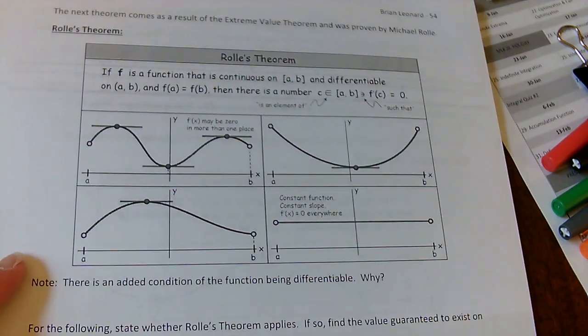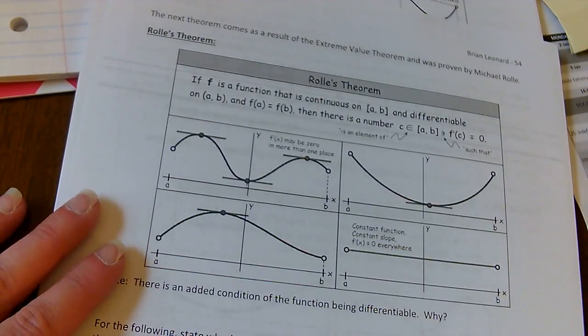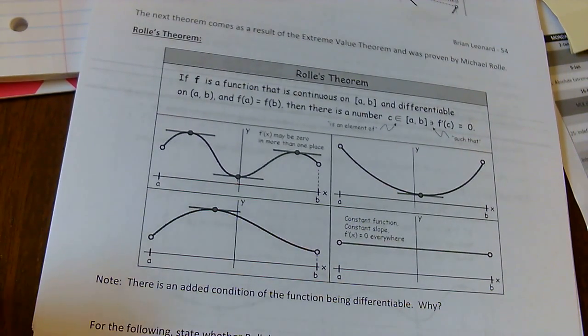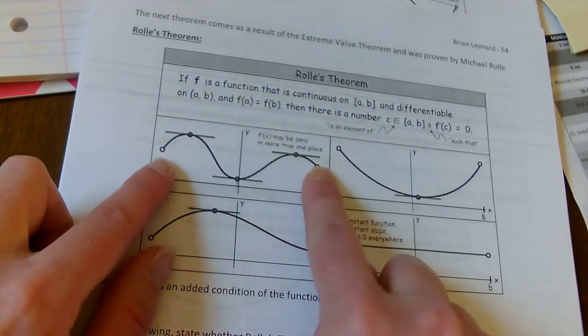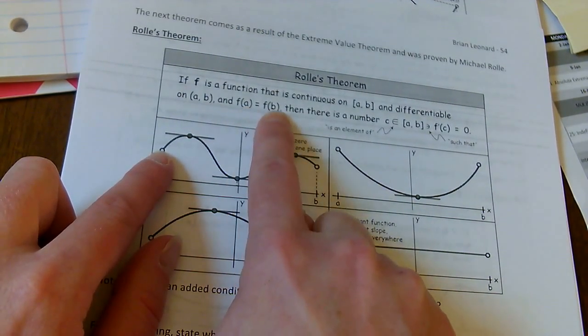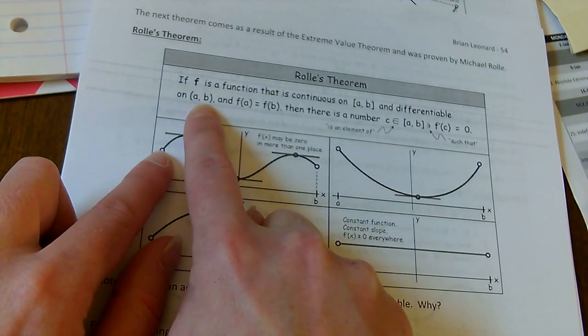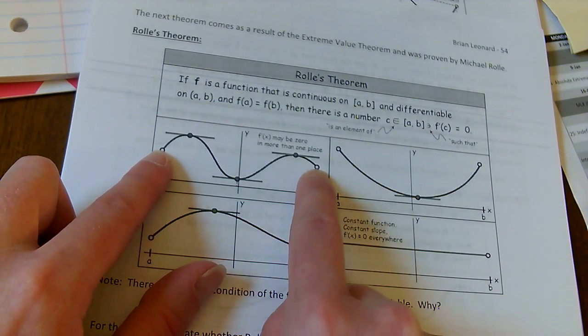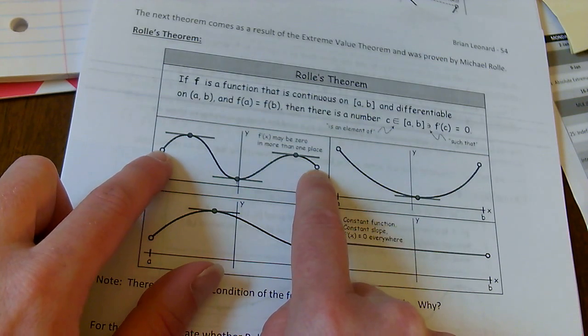Now, the next theorem comes as a result of that extreme value theorem. It's called Rolle's theorem. It says that if we have a function that is continuous and differentiable, and if our endpoints are at the same height, so here and here, so f of a equals f of b, and we're talking about the interval from a to b, so our endpoints are at the same height, then there is some number c within that interval where the derivative is 0.